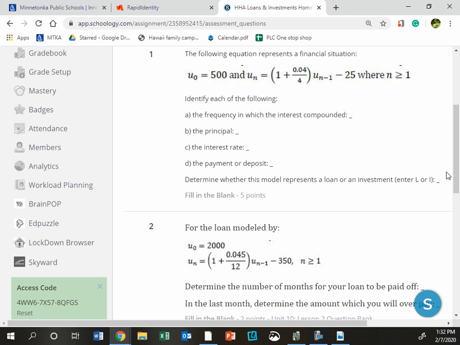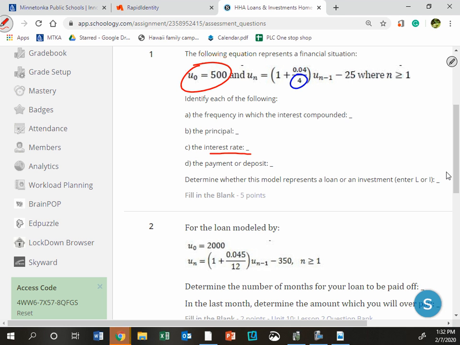Okay. The frequency in which the interest compounded. Man, they make that sound complicated. How many times? 4. That one was 4. The next one, the principal. That's your starting amount, 500.